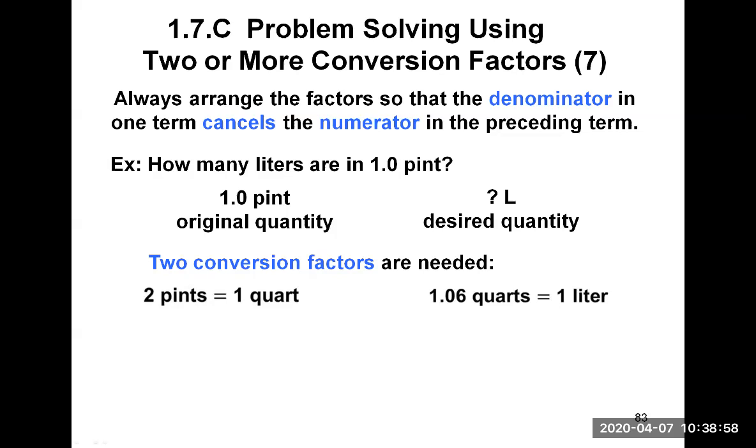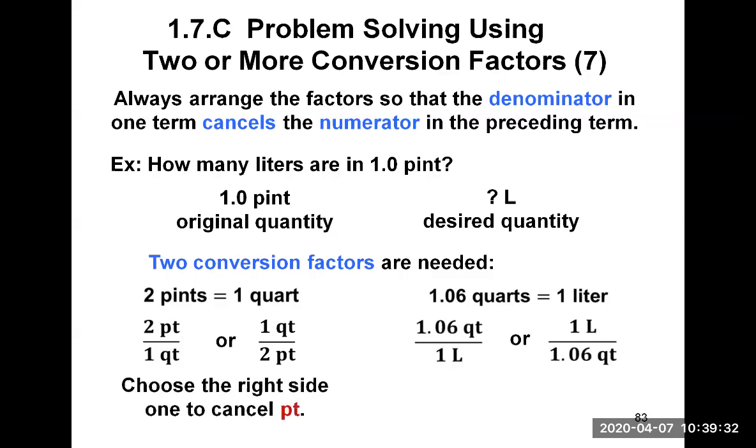So from the first equality, 2 pints equal 1 quart, we need to decide out of the two conversion factors which one we will need to use. Because the original quantity is in pint, you want to cancel the pint in the conversion factor. So you want the pint in the bottom of the conversion factor. That means you will use the second conversion factor that says 1 quart over 2 pint. Choose the right side to cancel pint.